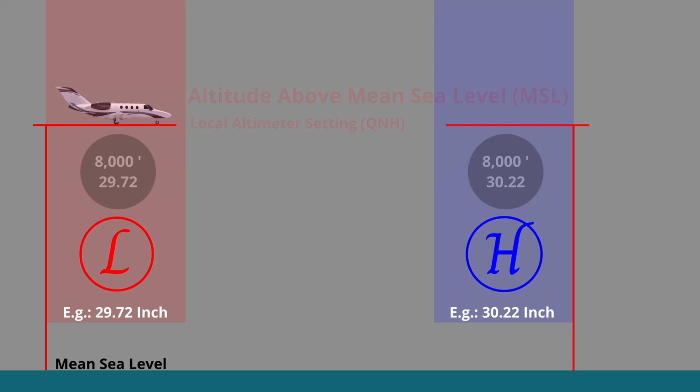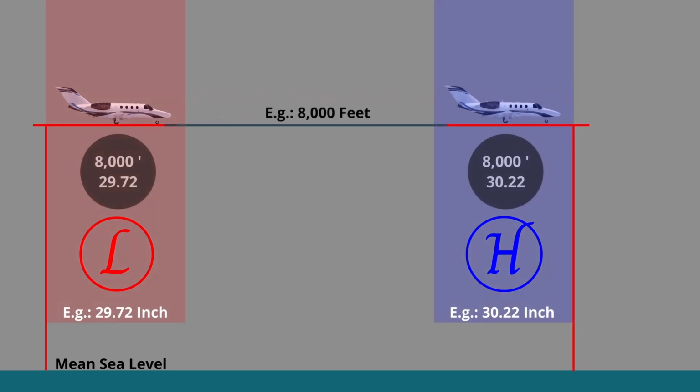When two aircraft have set their correct local altimeter setting for their area, then both of them will see the correct altitude in their altimeter, even when both of them can be in different local pressure areas. Here you can see that both aircraft fly at an altitude of 8,000 feet MSL, but both in different local pressure areas. Both have the correct local altimeter setting and thus they both fly at the correct altitude.